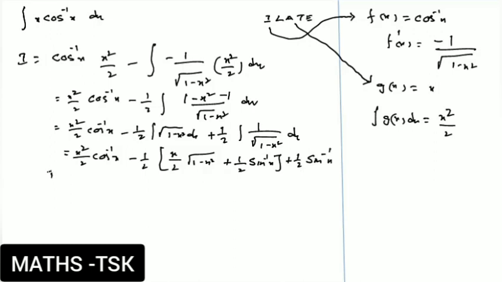So this I can be written as x square by 2 cos inverse of x minus x by 4 root of 1 minus x square. This becomes minus 1 by 4 plus 1 by 2 is plus 1 by 4 sin inverse of x plus c. Right.